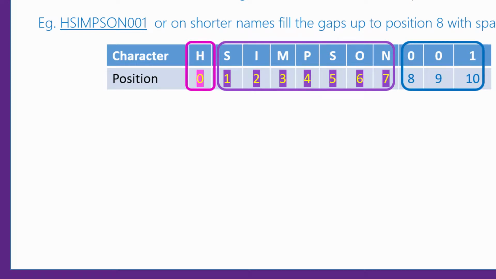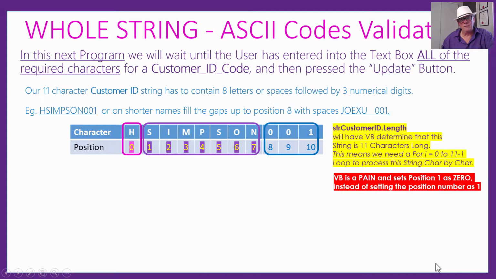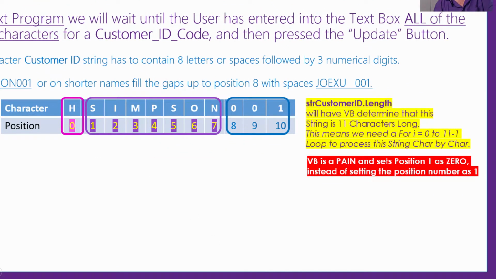So we need to check that they've got letters or spaces in these positions, and then on the end they've got some number digits. Now this is going to be a little bit painful, because you notice here H, well, that's the first character in this customer ID, H Simpson 001.